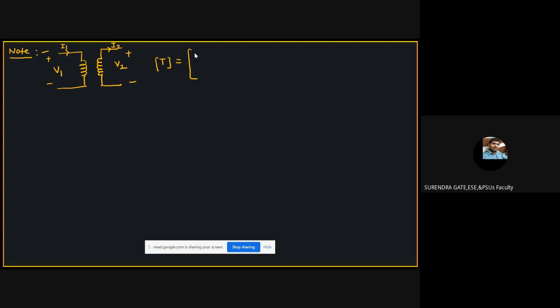The turns ratio is given as N1 is to N2. I'm talking about what the T parameters are. If this is N1 and this is N2, then the T parameters are N1 by N2. By derivation we can get N1 by N2, 0, 0, and N2 by N1. Okay, the T parameters equal to this.